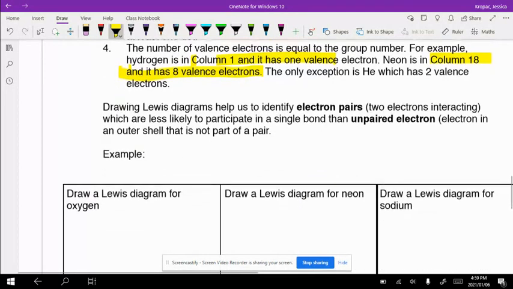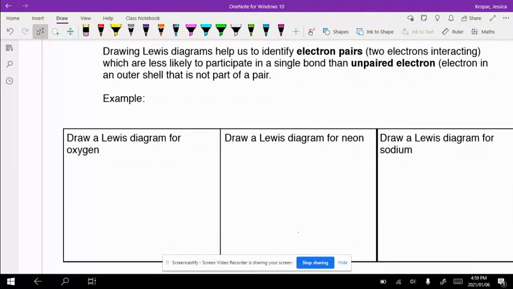So let's go ahead and draw some Lewis diagrams. To draw the Lewis diagram of oxygen, I want to start with a nice big O in the middle. That O, again, represents the chemical symbol. We don't have to draw the number of protons or the number of neutrons. The O is sufficient. I then want to figure out how many valence electrons oxygen has. To do that, I want to find its group number. Its group number is 16 on the periodic table. That means oxygen has 6 valence electrons.